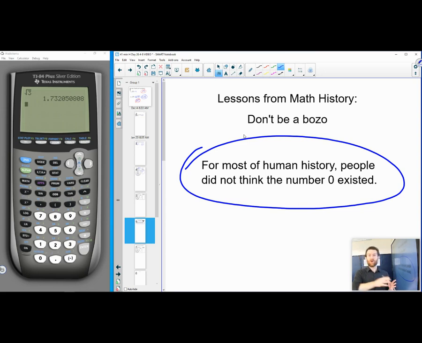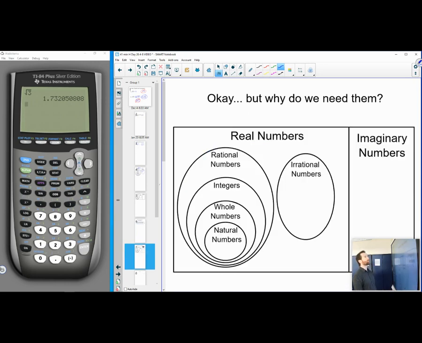So that means for all of the history before then, people didn't think the number zero existed. Yeah, they could count one, two, three, four, whatever, but they didn't have a number to represent zero. So you don't want to be one of those people saying, "Oh, that number doesn't exist," just because it's new. Not that imaginary numbers are new, but we're just learning about them, so they're new to us. All right, so now let's take a look.